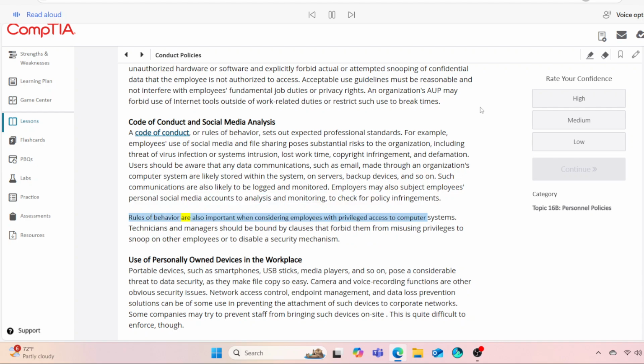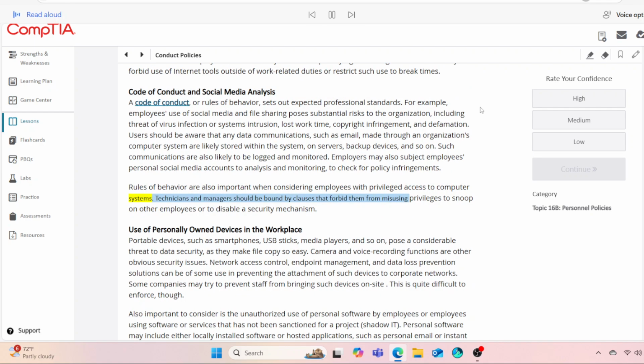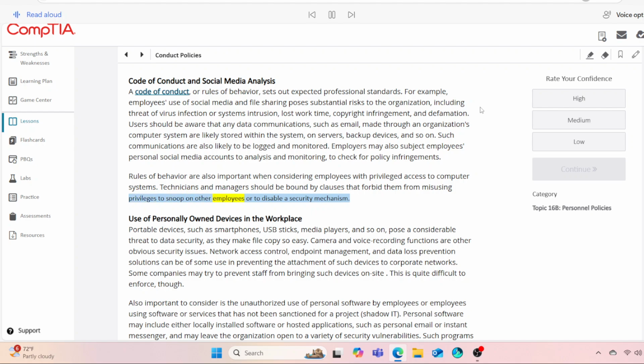Rules of behavior are also important when considering employees with privileged access to computer systems. Technicians and managers should be bound by clauses that forbid them from misusing privileges to snoop on other employees or to disable a security mechanism.